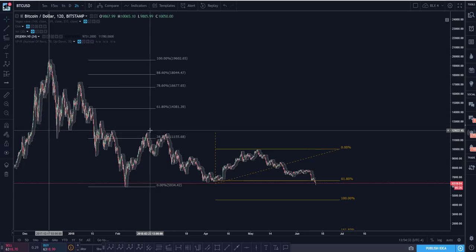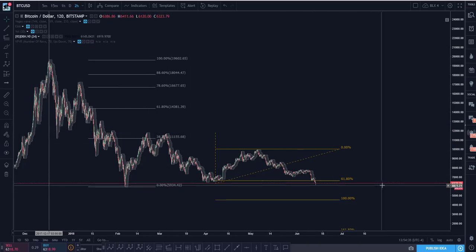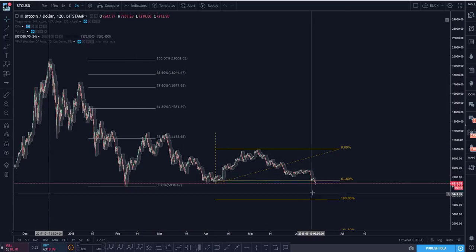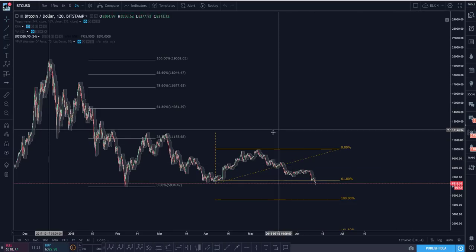W, X, triangle Y: W, X being put in. This is the A of the X, B of the X being put in, and C up, and then Y, likely a flatter triangle. Time will tell. Or a very painful but faster option, which is W as an ABC zigzag, X, and then this is another ABC zigzag for a double zigzag combo.